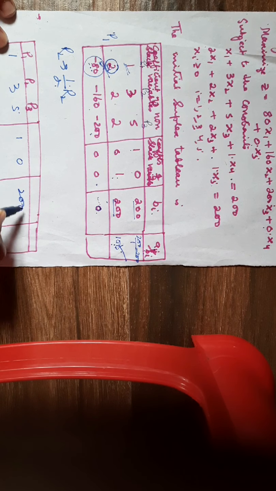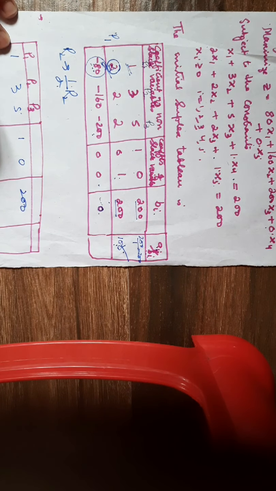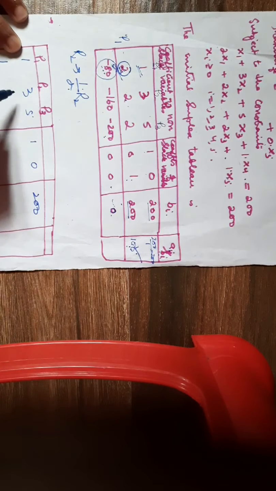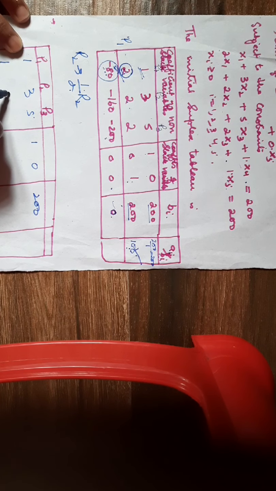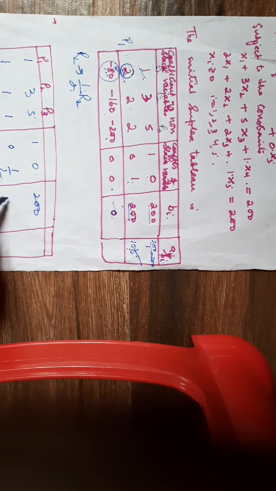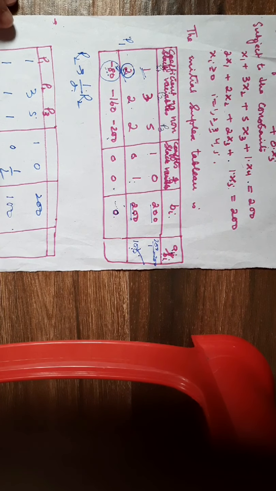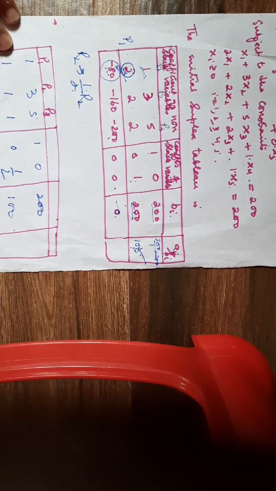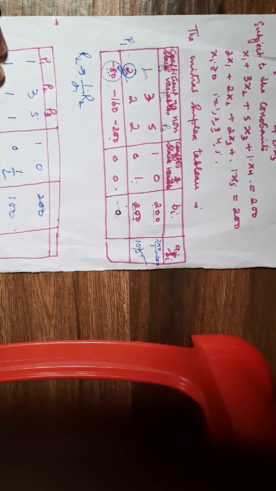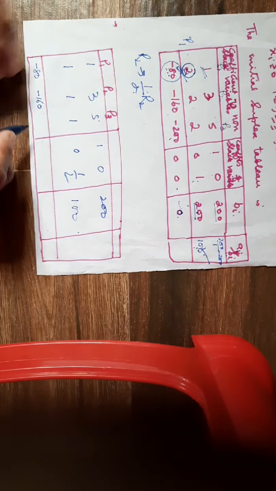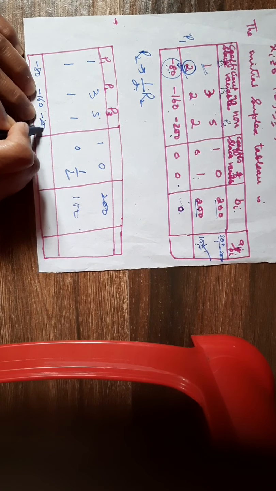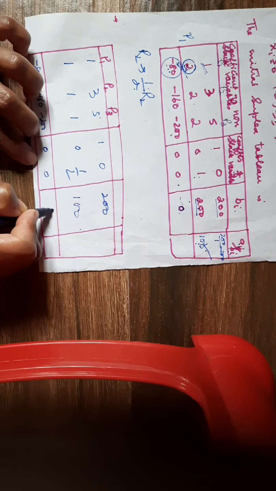This will be 200. Now this will reduce to 1. That means throughout you have to divide by half. So this will be 1, 1, then 0, half, and this on dividing by half will become 100. And then next, this minus 80 will be there, minus 160 will be there, minus 200 will remain as it is, 0, 0.